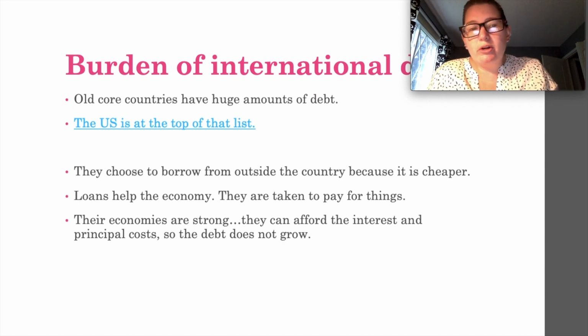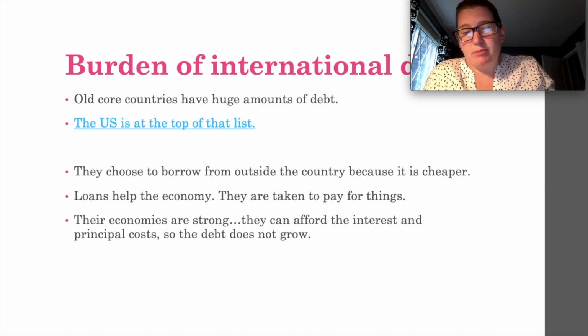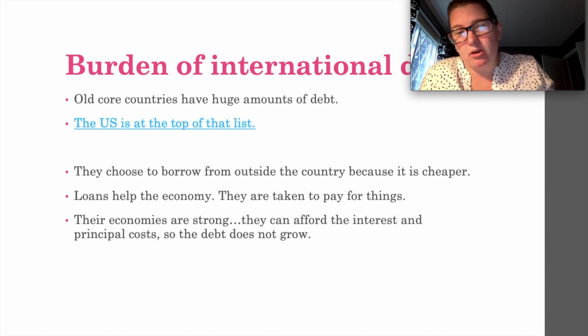So old core countries have huge amounts of debt. The US is at the top of the list. They choose to borrow from outside the country because it is cheaper. The exchange rate is usually better. Loans help the economy. They're taken to pay for things. The economies go strong. They can afford the interest and principal costs, so the debt does not grow generally, although a lot of countries are in huge debt right now because of COVID.